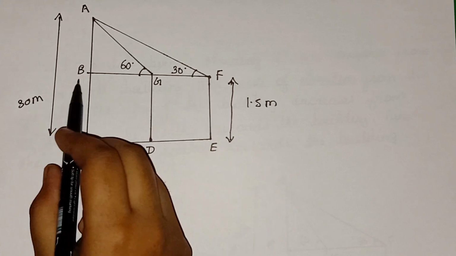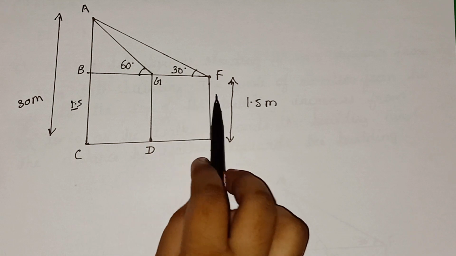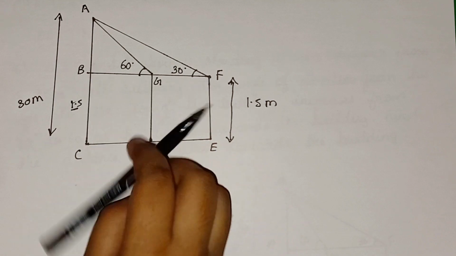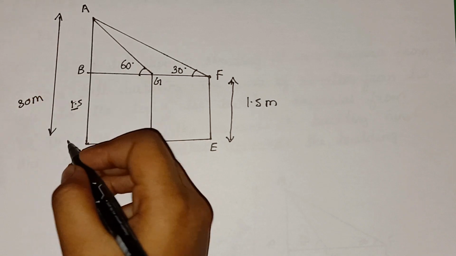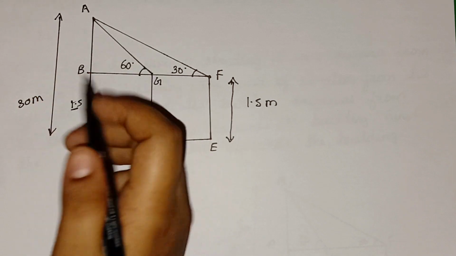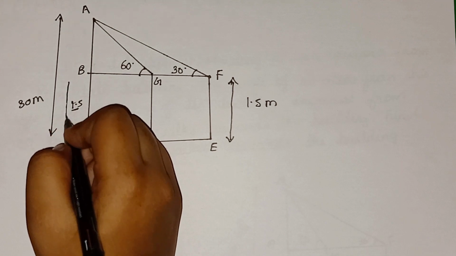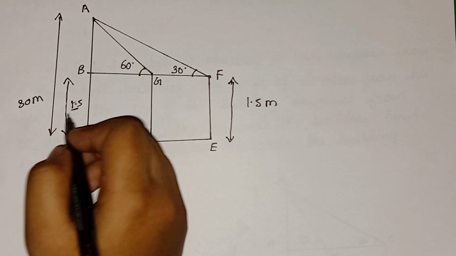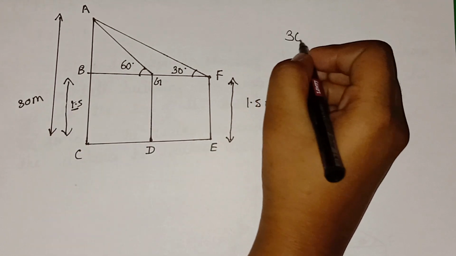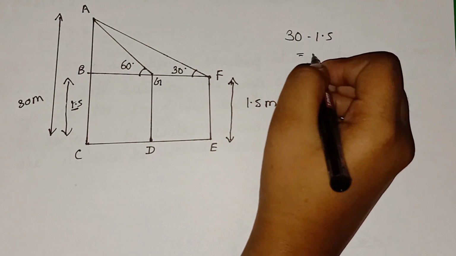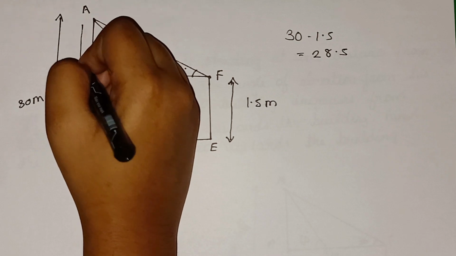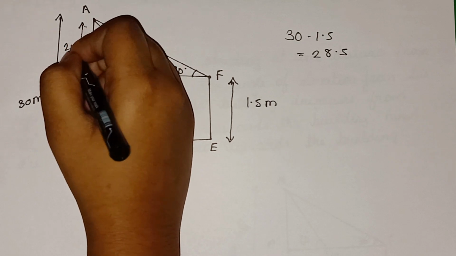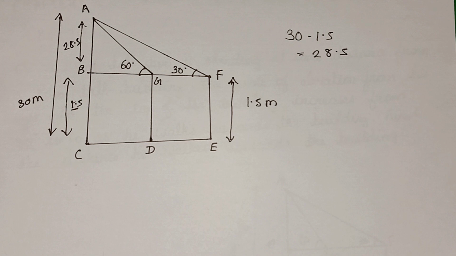Why? Because when you come straight here, it is the same amount of length only. Since we know this complete line's value and this particular line's value, that is BC, we can subtract them. When we subtract them, I'll get 28.5. Now this is how we find the values.